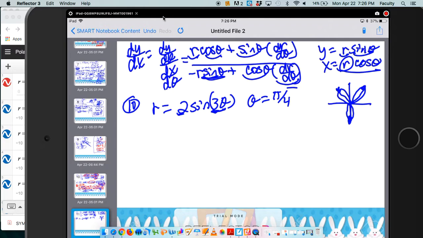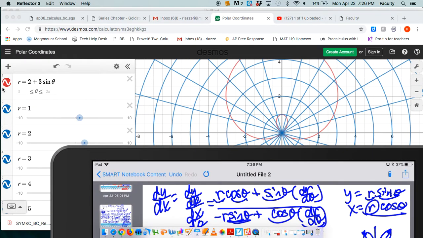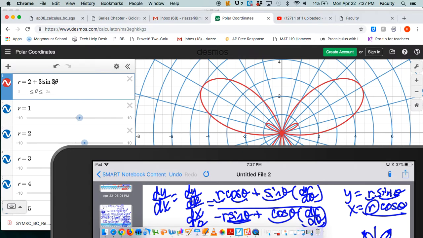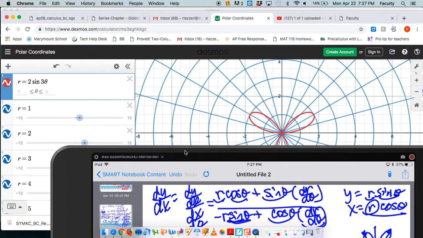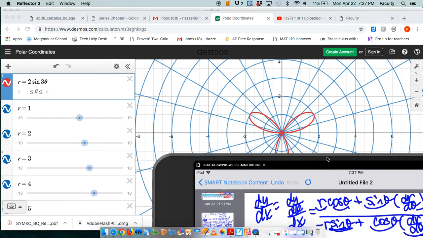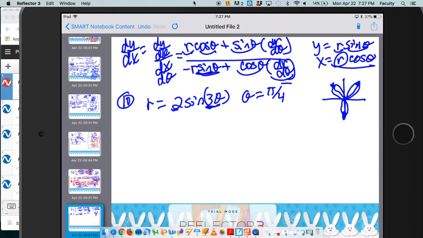So we have r equals 2 sine. Now all of a sudden, if I've got a 3 in front of here, it's going to do some different things. So I have 2 sine 3 theta. And so I get this, what they call a rose, the mixed flower. Okay, and eventually we're going to find the area enclosed in here, just a heads up, the area of the petal.